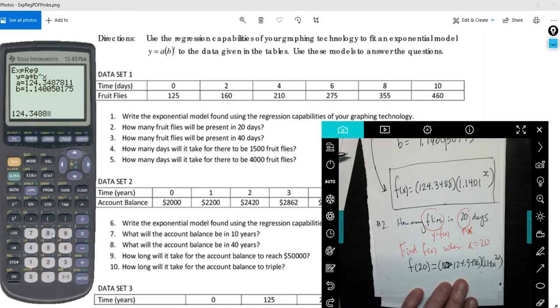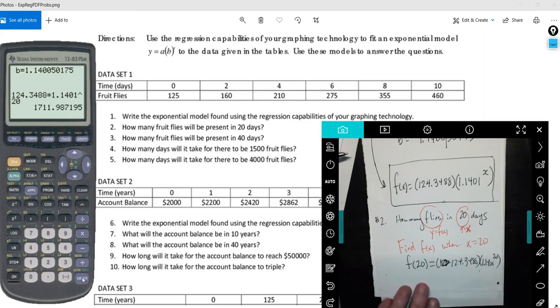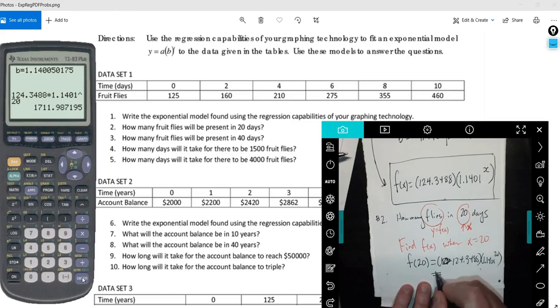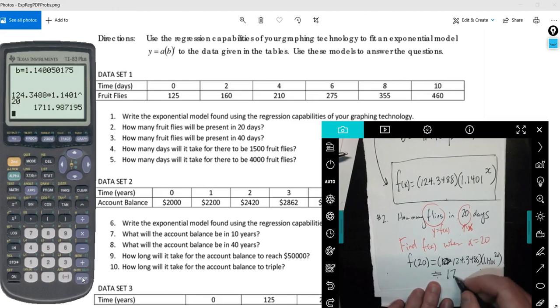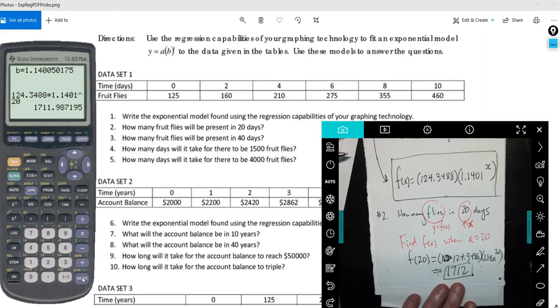124.3488 times 1.1401 to the 20th power. Okay, so approximately, if I take it to the nearest number of flies, 1712. Okay.